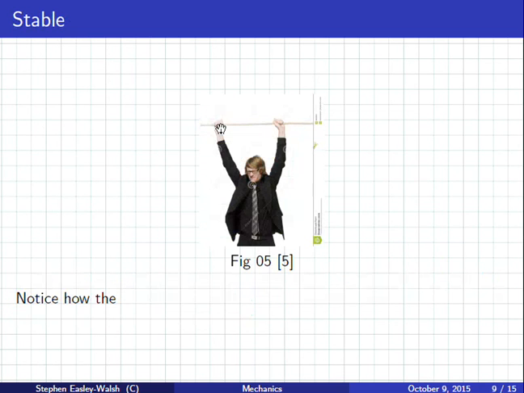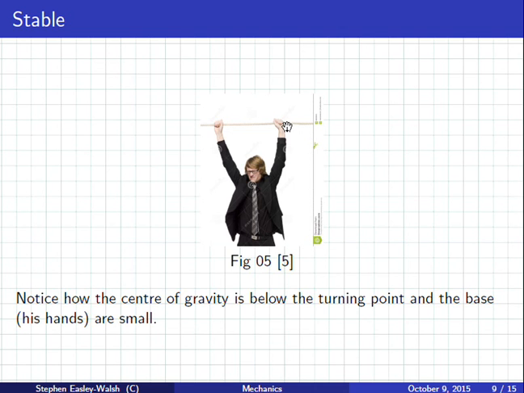Next picture now. Now this one here is stable, because his center of gravity is below the turning point. So he's hanging. It makes him stable. If you knock him, he won't fall. He'll just go back to where he was. So notice how the center of gravity is below the turning point. And the base is still quite small though. So it should not easily fall. But if you punch him in the face, it will fall.